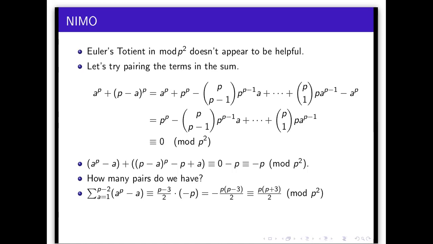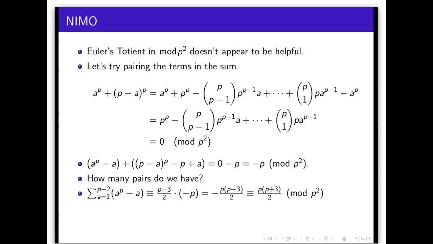And so now, since each of these pairs had a sum of negative p, if we multiply that out, we get negative p times p minus 3 over 2. And this is equivalent to p times p plus 3 over 2. The reason for this is I just added p squared to negative p times p minus 3 over 2. So these two are equivalent mod p squared.